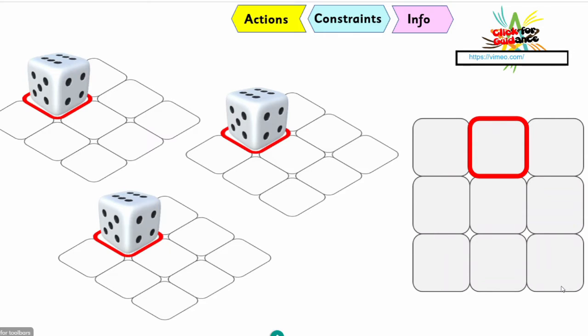And the way we can do that is that opposite sides of the die have to add up to 7. So on any proper die, that's a standard. Opposite sides of the die have to add up to 7.